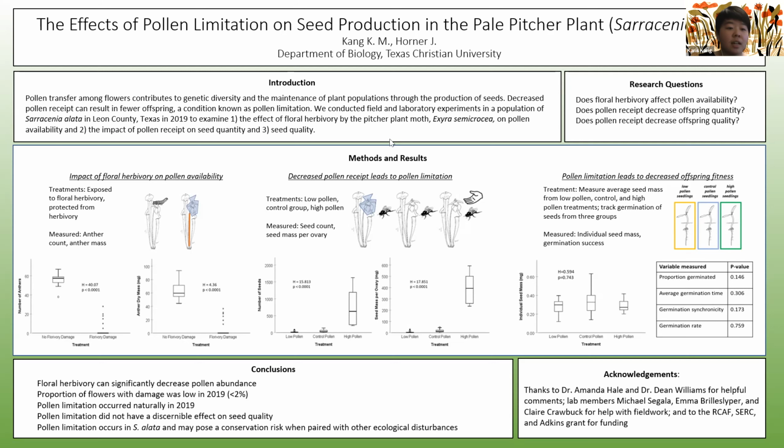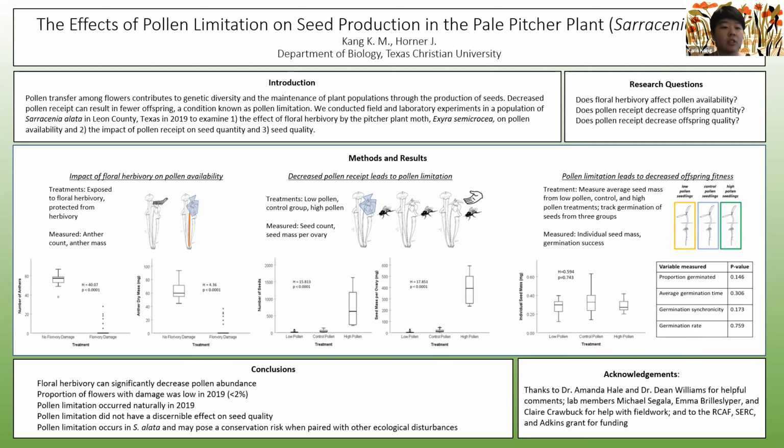So an overview, floral herbivory can significantly decrease pollen abundance in damaged flowers versus undamaged flowers. However, in the year of our study, 2019, in the overall population of flowers, there was a low proportion of flowers that had actually been damaged, less than 2%. However, pollen limitation still occurred during this year. So this tells us that while floral herbivory may contribute towards pollen limitation in some years, during the year of our study, there's probably other factors driving pollen limitation. That being said, pollen limitation did not seem to have any discernible effect on seed quality as measured by individual seed mass or the germination benchmarks that we looked at.